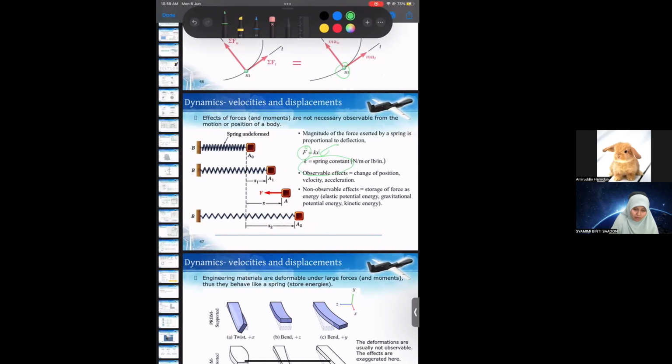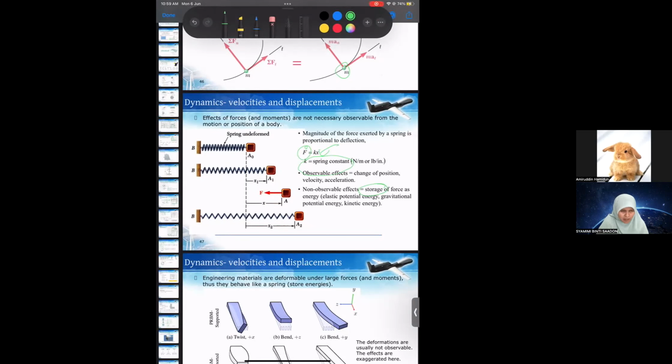But the change that we cannot observe is the storage of force as energy, which is elastic potential energy, gravitational potential energy, and kinetic energy. What does it mean here? In static, we can observe the effects of the change to the material.